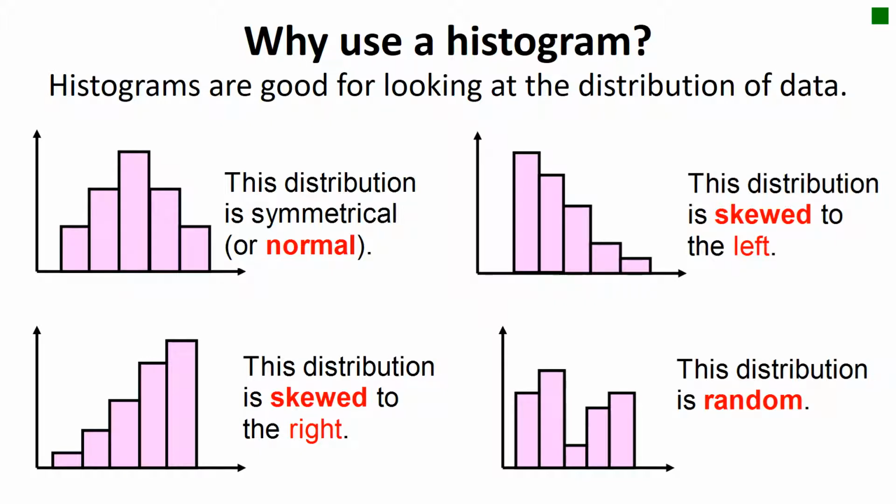Then we have where the information is skewed to the left, so that means that many of the population is on the lower part of the scale. Skew to the right, more of the data is to the higher part of the scale, and then of course in the last example there is no real distribution, it's random.